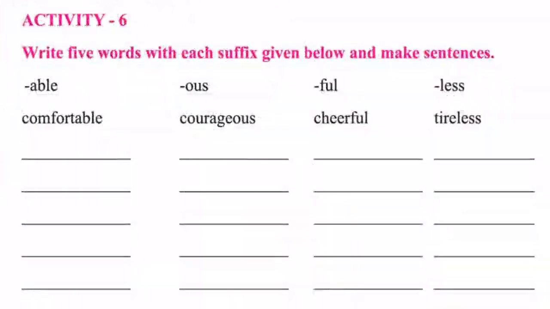Now, children, here comes activity 6. Write 5 words with each suffix given below and make sentences. Children, suffix means group of letters added at the end of the given word.